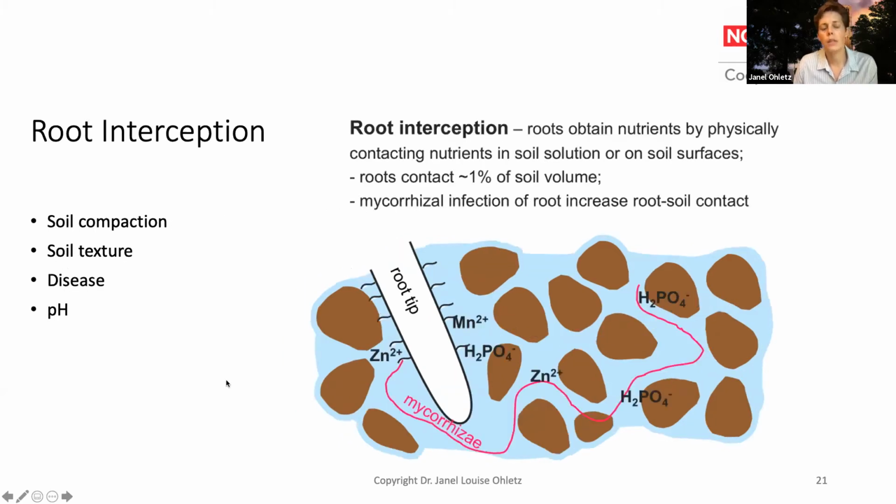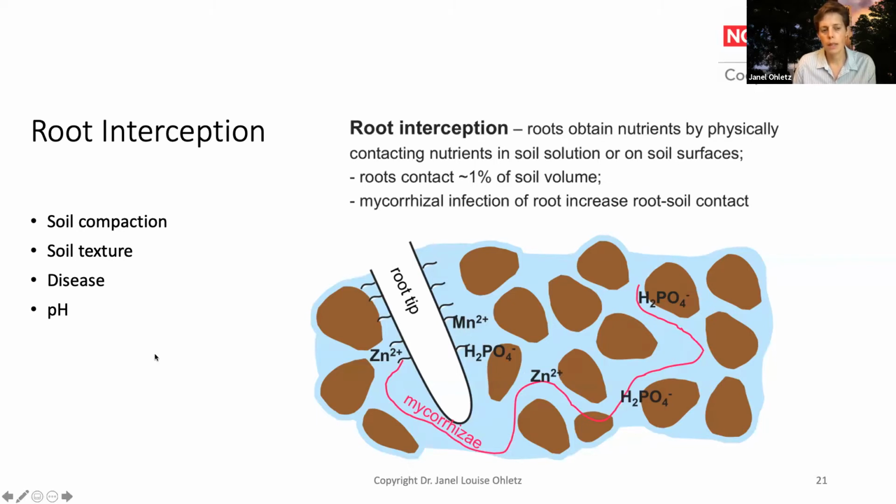Then lastly, we have root interception. Root interception is where the root basically has to grow over to that particular nutrient in order to be able to access it and take it up. Particularly in the case of phosphorus, which does not move through the soil very quickly at all. It's extremely slow moving. And so here we have this mycorrhizae. Through this symbiotic relationship, even though the plant can't necessarily get this phosphorus over here, the mycorrhizae can actually access that phosphorus and bring it over and make an exchange for carbon with that plant.